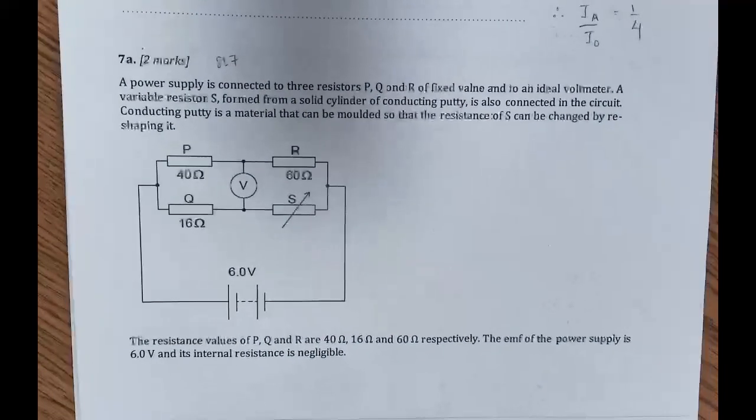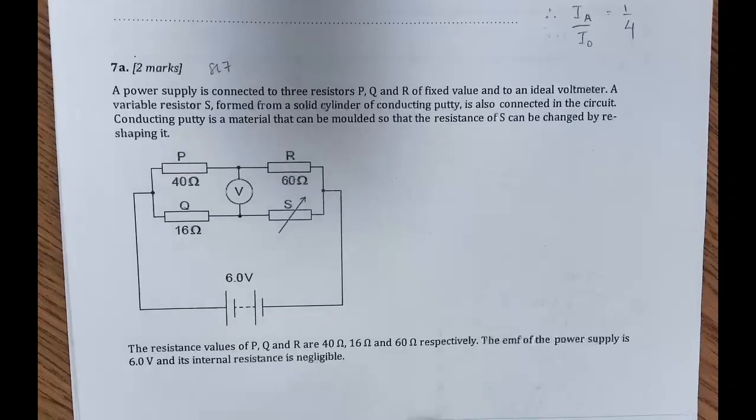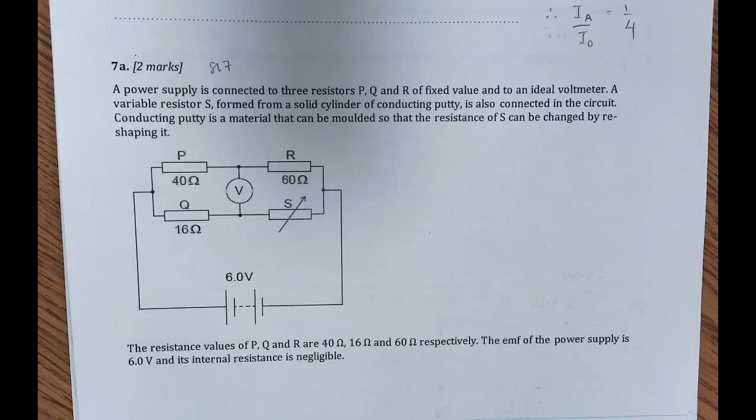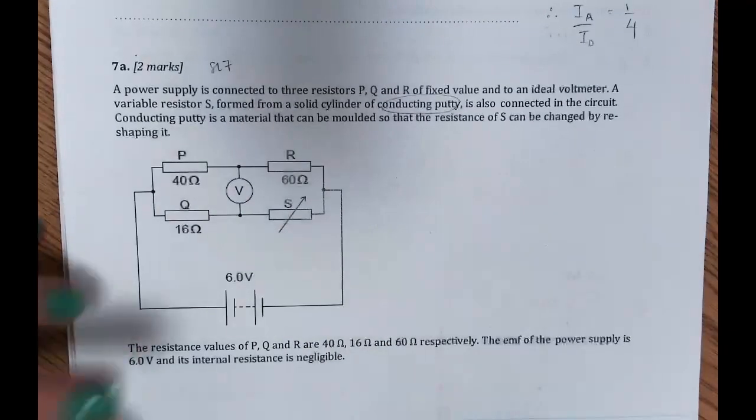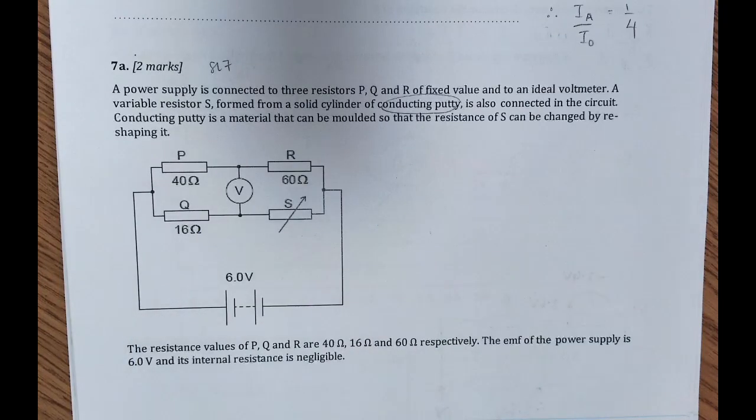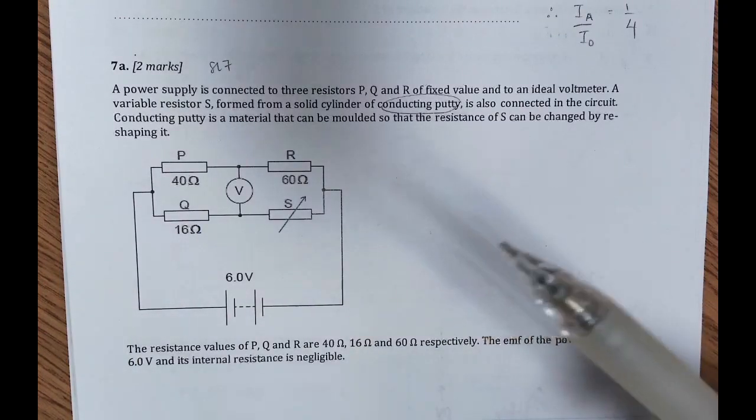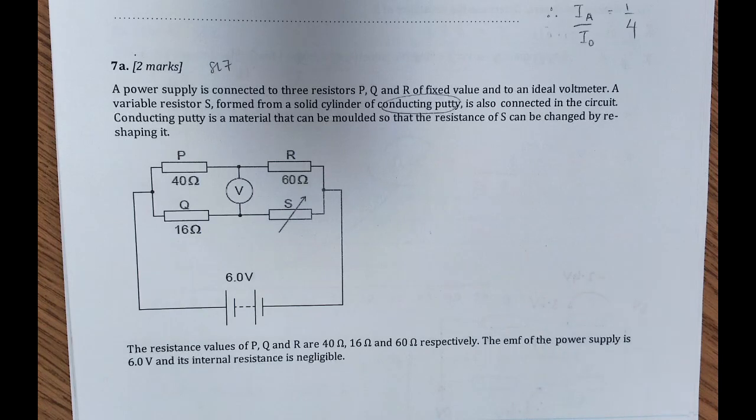In question 7, a power supply is connected to 3 resistors P, Q and R of fixed value and to an ideal voltmeter. A variable resistor S formed from a solid cylinder of conducting putty. This is important. There's a set amount of putty, that's going to be important later, is also connected in the circuit. It's moulded so that the resistance of S can be changed by reshaping it.